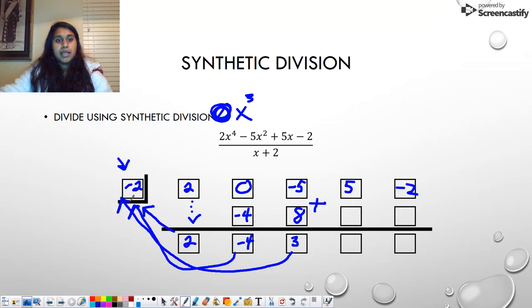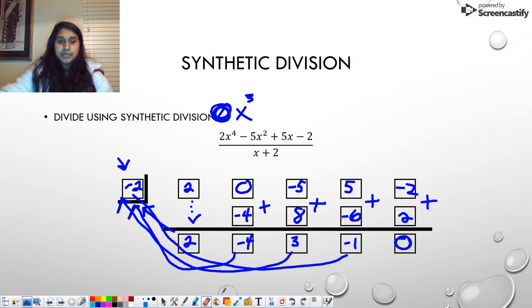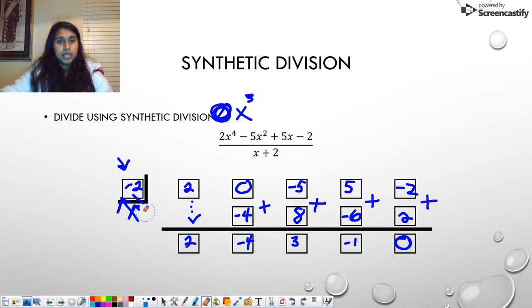I multiply back over here. 3 times negative 2 is negative 6. I add down. 5 and negative 6 is negative 1. I multiply. Negative 1 times negative 2 gives me a positive 2. If I add down, negative 2 plus 2 gives me 0. So that tells me that not only did I just complete my division, and I know it doesn't look like it to y'all, I'll show you in just a second, but I got real lucky and it has a remainder of 0.